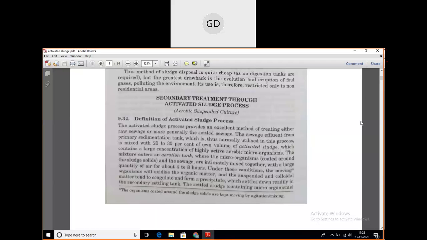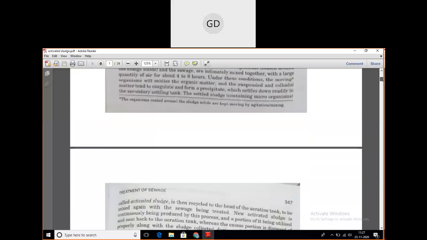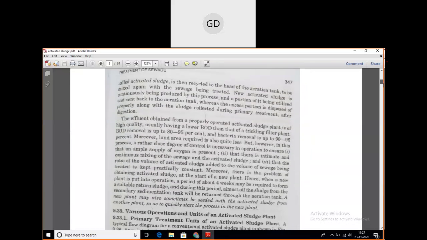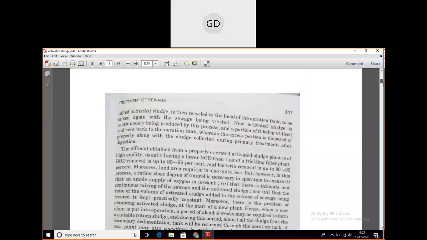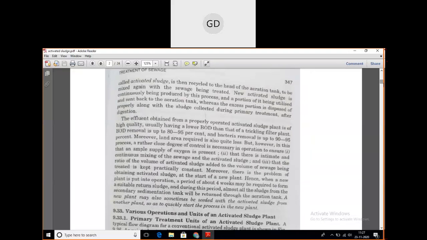When they form a precipitate, it settles down very easily in the secondary settling tank. That settled sludge is known as activated sludge.